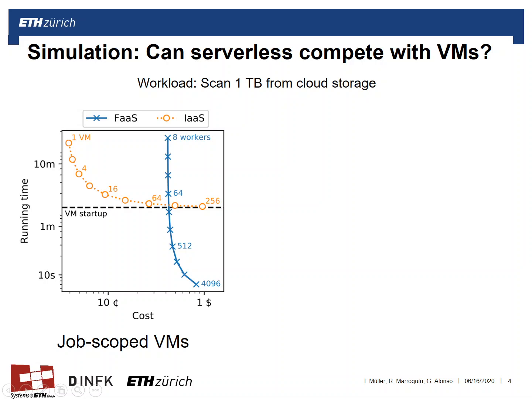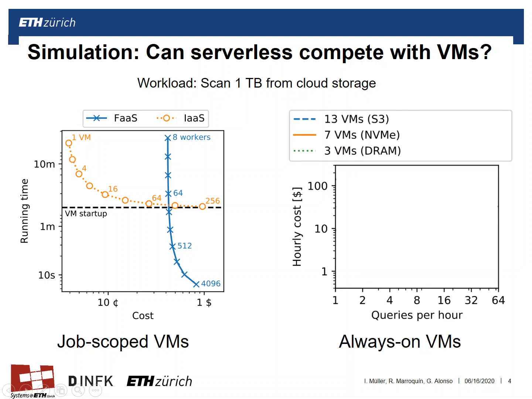So we extended our simulation to that scenario and used 3 different types of virtual machines that preload the data to 3 different levels of the storage hierarchy. All of the clusters are sized such that they can scan 1 terabyte in 10 seconds. The costs look like the following. Depending on the number of virtual machines in each cluster, there's a certain cost, but that cost is fixed per time. In particular, it is independent of the number of queries that we run.